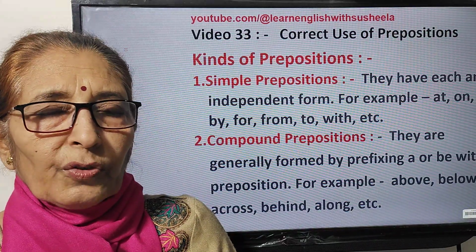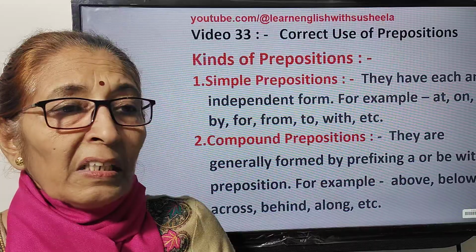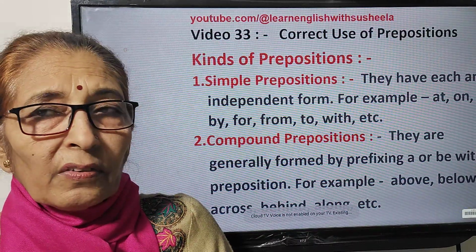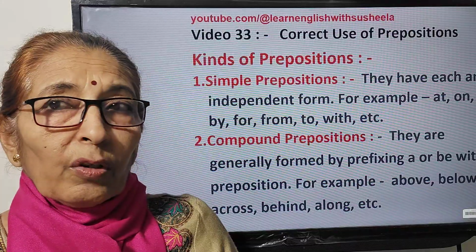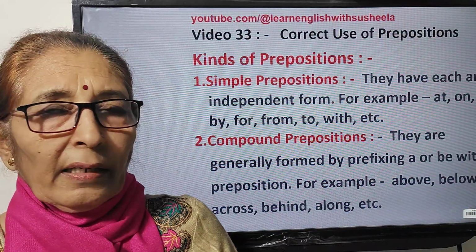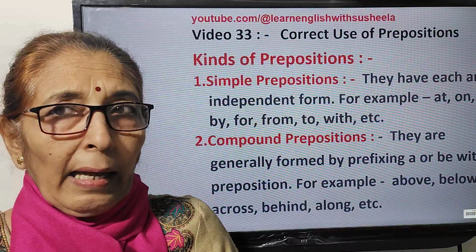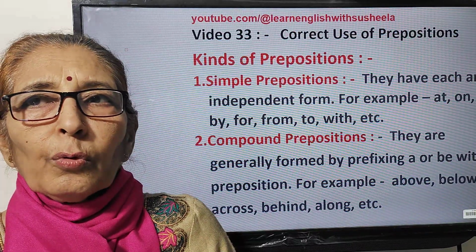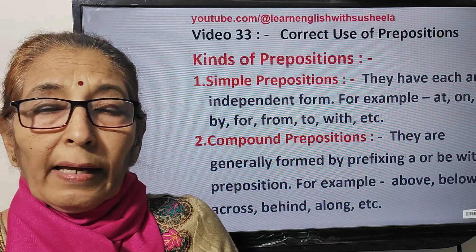Kinds of prepositions. Prepositions are of three kinds: simple prepositions, compound prepositions, and phrase prepositions. Simple prepositions each have an independent form. For example, at, on, in, by, for, from, to, with, etc.